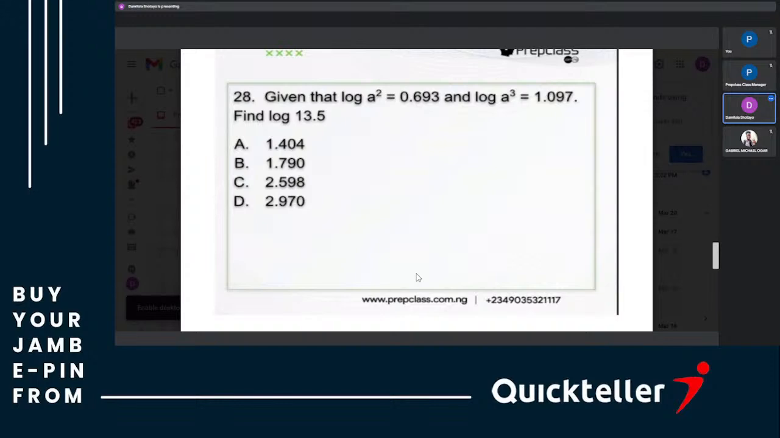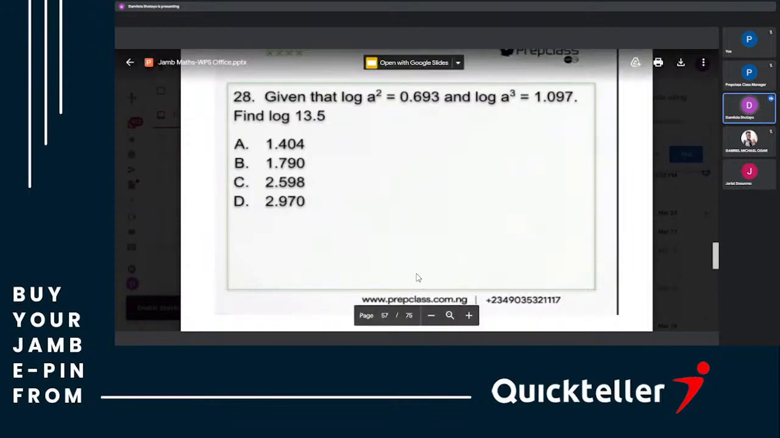Now, log 13.5, you have to turn this thing into another format. You know that 13.5, you have to make it into a fraction. 13.5 is the half of something, of 27, because 27 divided by 2 is 13.5. So the first job I'm going to do is change 13.5 to 27 over 2. That will give me log 27 over 2.